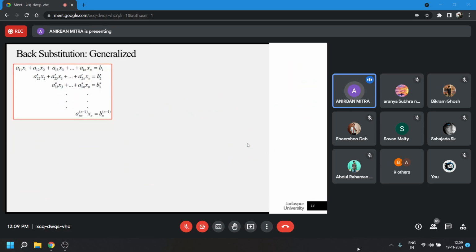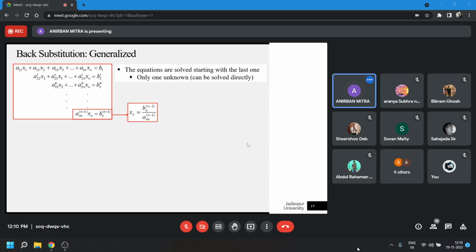Now we come to the back substitution stage. Here, obviously, the equations are going to be solved starting with the last one and moving upward. Only one unknown is present in the last equation after the forward elimination procedure. So it can be very easily solved directly like this. So simply divide the right hand side vector by the modified coefficient, you will get the value of xn.